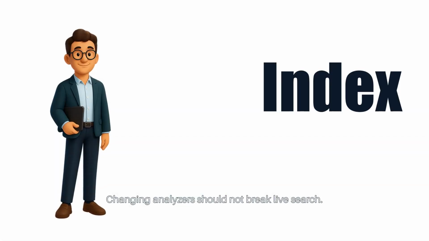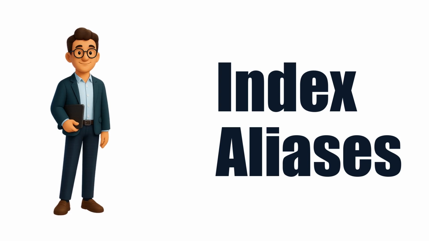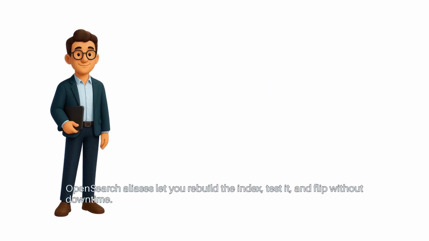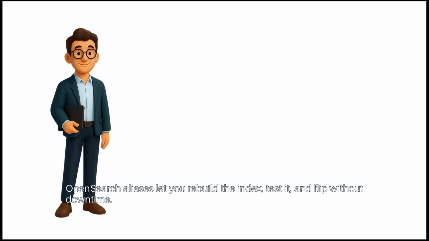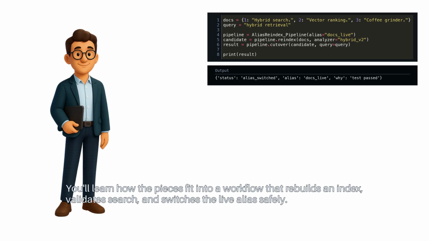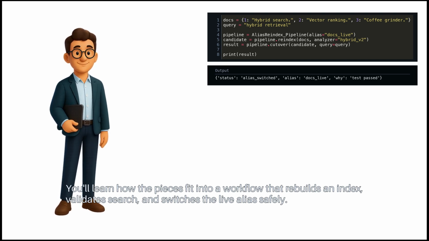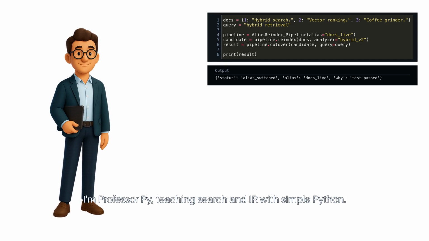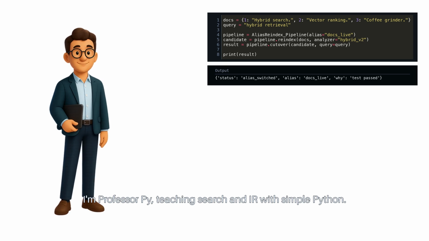Changing analyzers should not break live search. OpenSearch aliases let you rebuild the index, test it, and flip without downtime. You'll learn how the pieces fit into a workflow that rebuilds an index, validates search, and switches the live alias safely. I'm Professor Pi, teaching search and IR with simple Python.